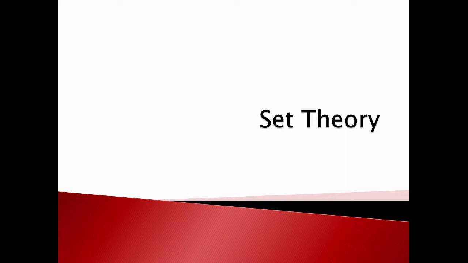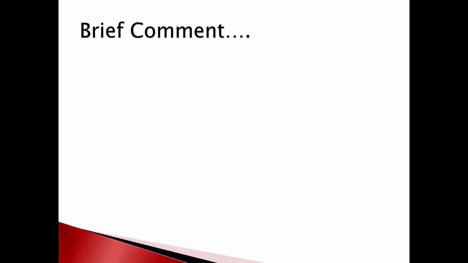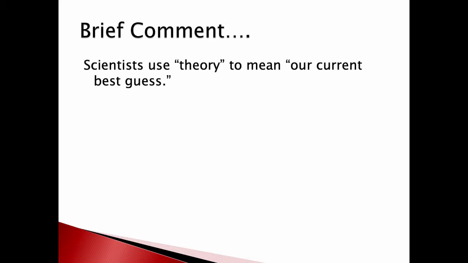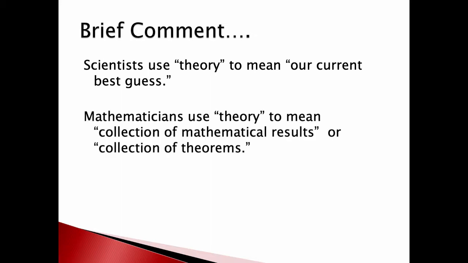Now, I've used the word theory here, so a brief comment is definitely in order. Scientists will use the word theory to mean our current best guess, right? So we'll talk about quantum field theory or the theory of gravity or whatever. Mathematicians use theory to mean something else. When they say theory, they mean a bunch of theorems. Okay, what's a theorem? Well, we'll say more about that in a second.